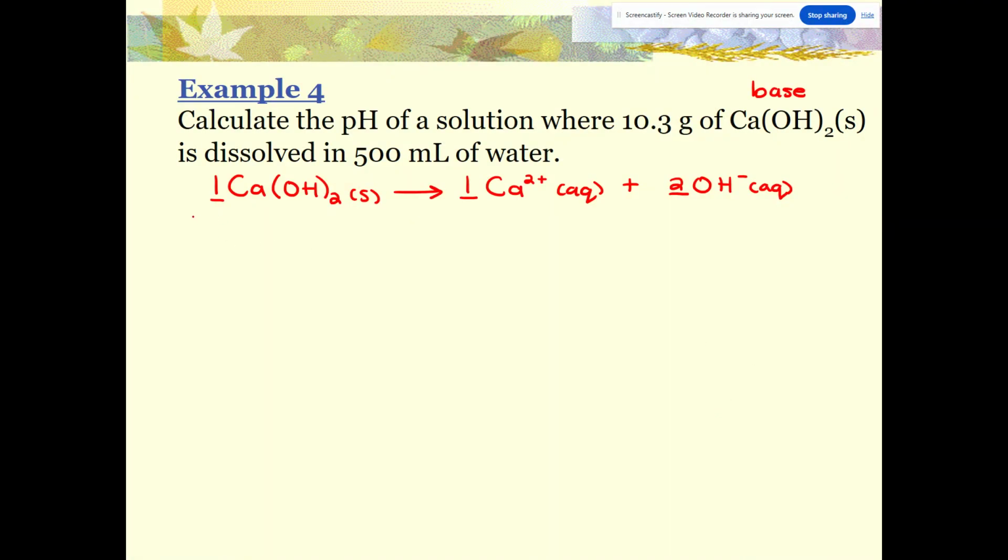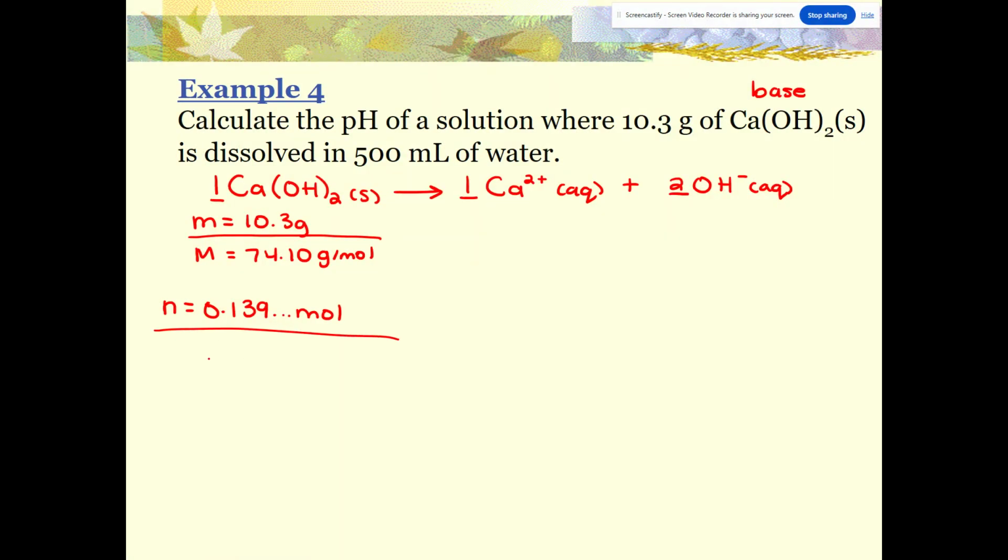Now I have the mass of the calcium hydroxide, 10.3 grams. Molar mass is something I can always find. I think it was 74.10 from the periodic table. And so I can find the moles with mass over molar mass. 10.3 divided by 74.10 gives me 0.139 so on moles. Now I can take those moles and divide by my volume in liters, so I have to divide that by 1,000. That's 0.500 liters. So when I do that, this gives me the concentration of my given.